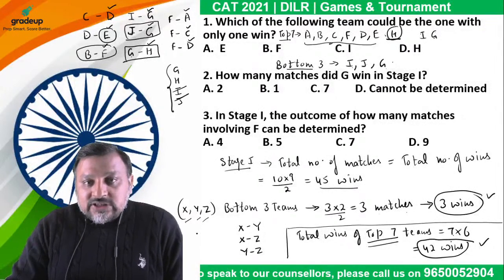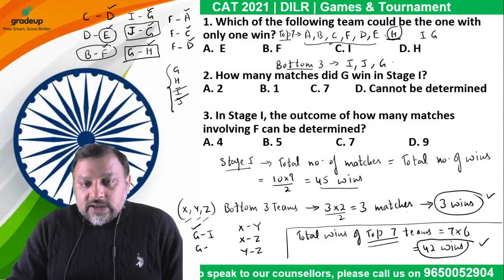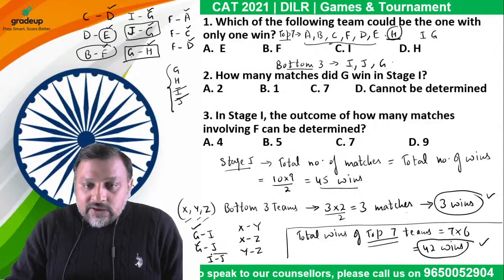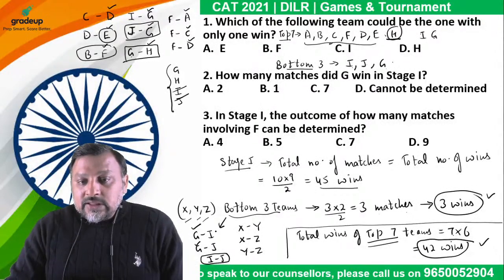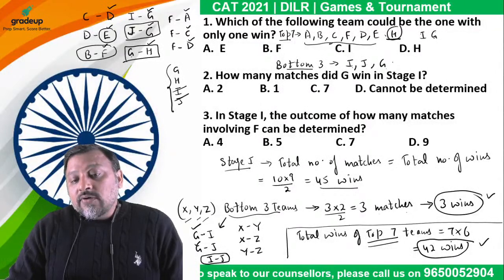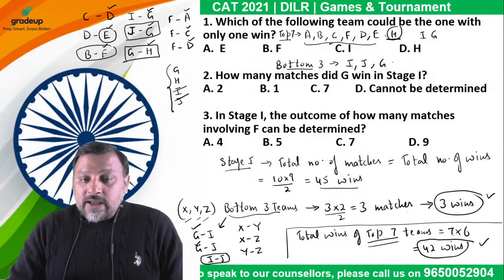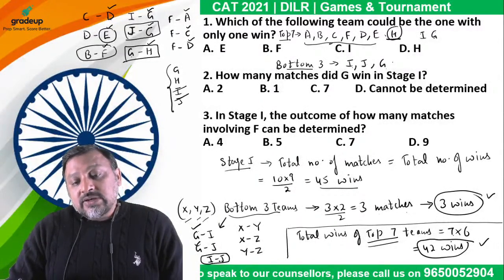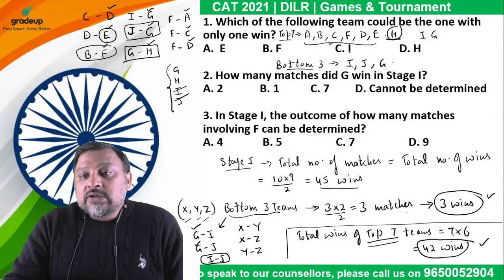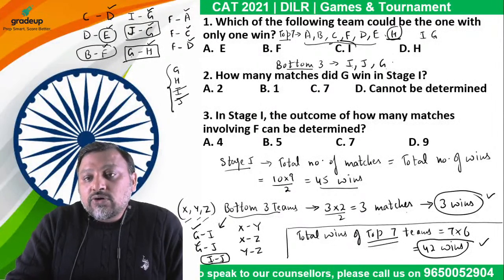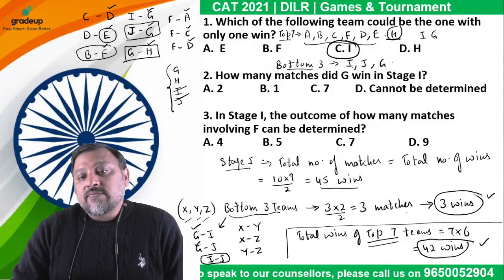Okay, now it is given G has won against I. G is the winner. G has won against J. G is the winner, and against I and J, any one of them could be the winner, because these bottom 3 teams are these 3. They will play 3 matches. Out of these 3 matches, 2 matches are won by G, so only one match is left. So it can be either I or J with 1 win.